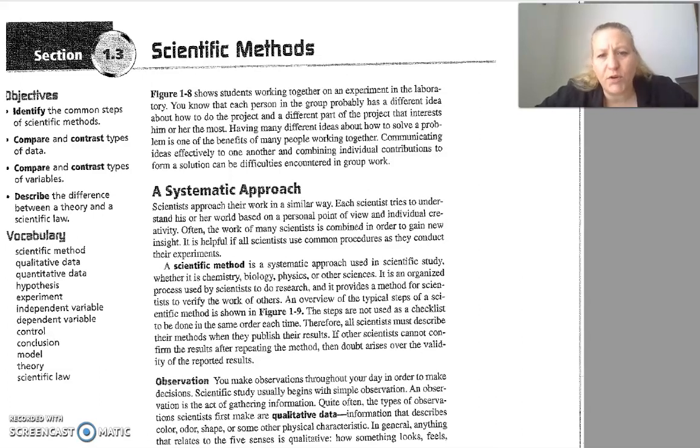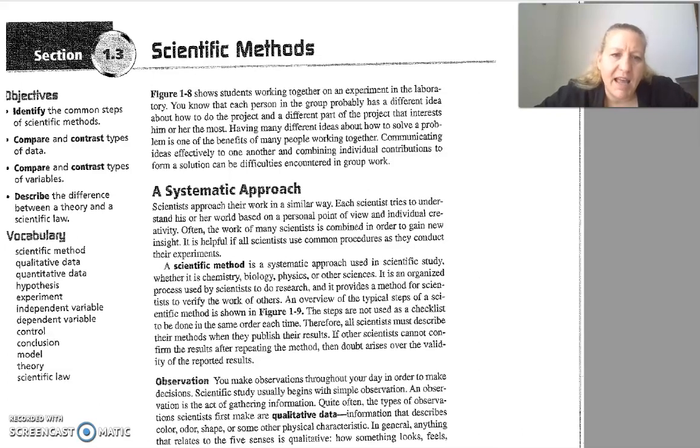A systematic approach. Scientists approach their work in a similar way. Each scientist tries to understand his or her world based on a personal point of view and individual activity or creativity. Often, the work of many scientists is combined in order to gain new insight. It is helpful if all scientists use common procedures as they conduct their experiments.